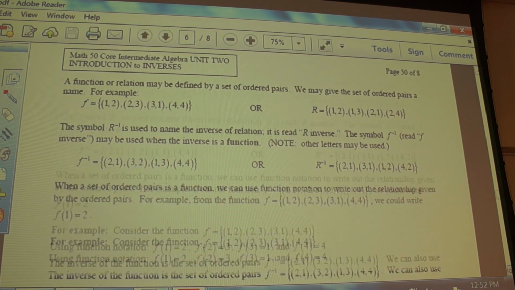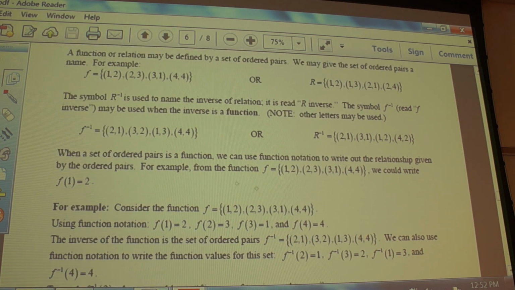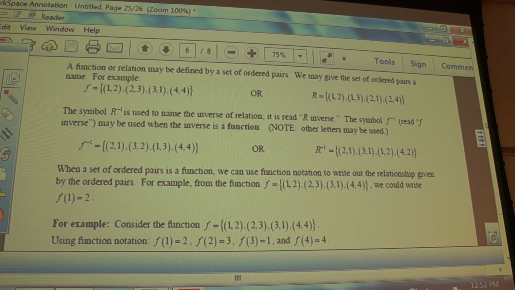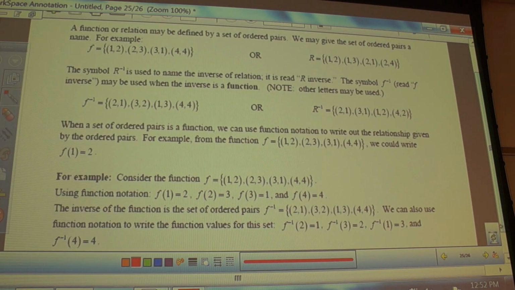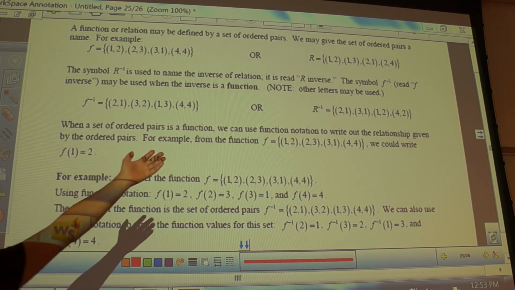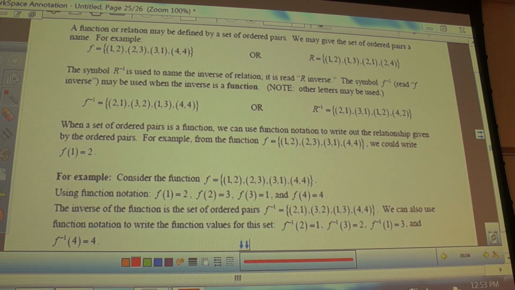Okay, all right, let's move on to the next page. So a functional relation may be defined by a set of ordered pairs. We may give the set of ordered pairs a name. For example, this set of ordered pairs is called F. F is 1 goes to 2, 2 goes to 3, 3 goes to 1, 4 goes to 4. Or here's another set of ordered pairs, we call that capital R, and it has these points. The symbol R inverse. Do you see that R negative 1, that negative 1 in the corner as the exponent? Everyone see that? Yeah. Right up there.